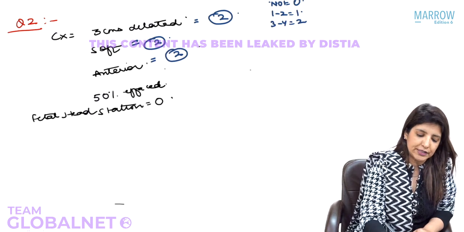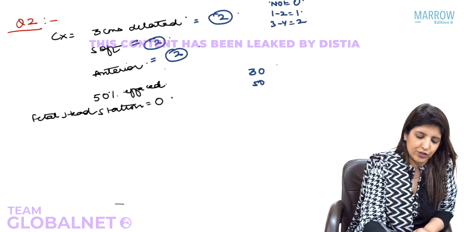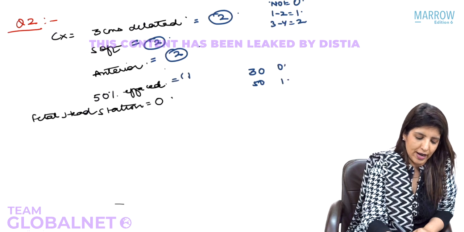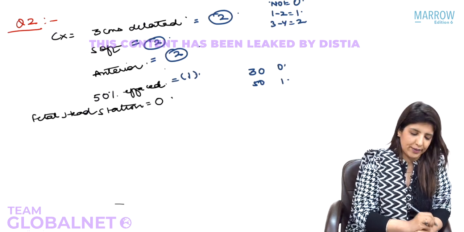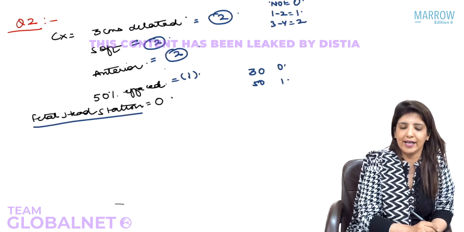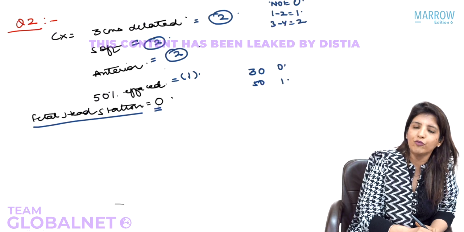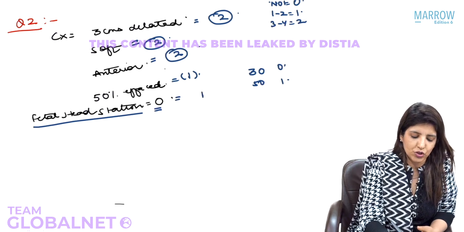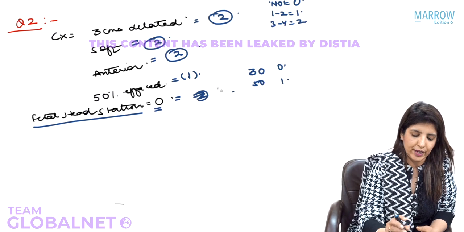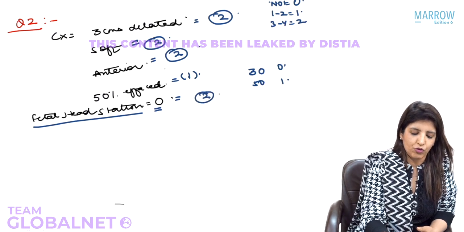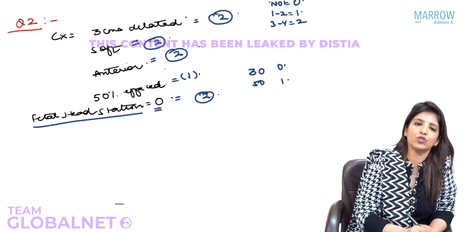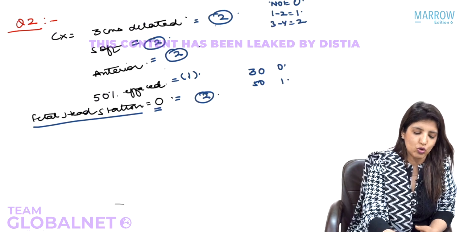The cervix is 50% effaced, so 30, 50. Here it is 0, here it is 1. So I am going to give a score of 1. The station of the fetal head is 0 station. For 0 station, what is the score which you have to give? For 0 station, the score is 2. Right? For 0 and -1, you give a score of 2. Now add it up. 2 plus 2 plus 2 plus 2, that is 8, and 1 is 9.